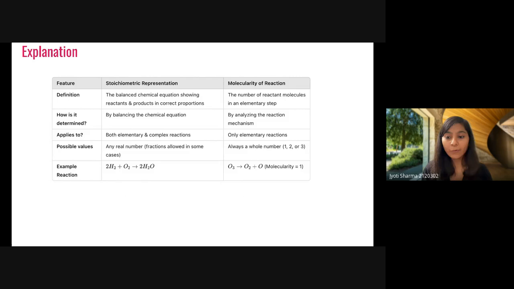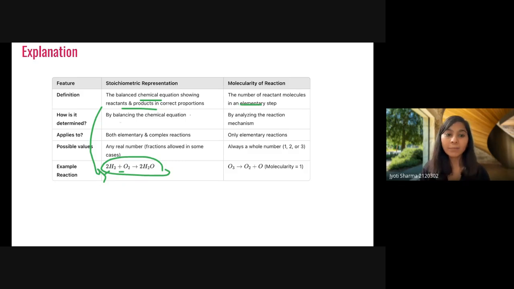Okay, again, I have one table that will differentiate how stoichiometry representation is different from molecularity. If we see the definition, a balanced chemical equation shows you the reactants and products. So here this is 2, this is 1, and this is a balanced equation. In that balanced equation, you can tell the stoichiometry representation, but molecularity is how many molecules are involved in each elementary step; that will give you the molecularity.